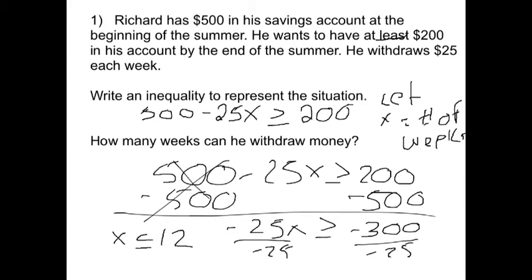weeks that he can spend $25 is 12 weeks, but he can spend less. He can work for less than 12 weeks. He can work for 10 weeks, and if he worked for 10 weeks, then he would have $250 left in his savings account, which is fine with him. He just needs to have more than 200.